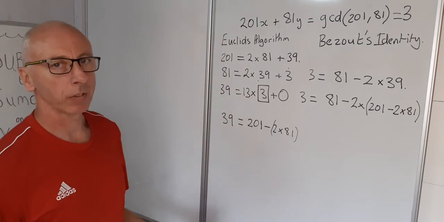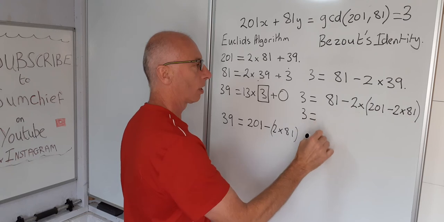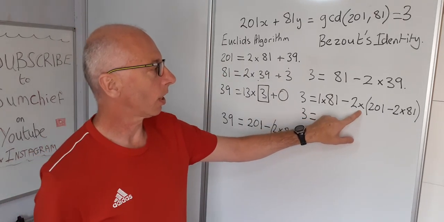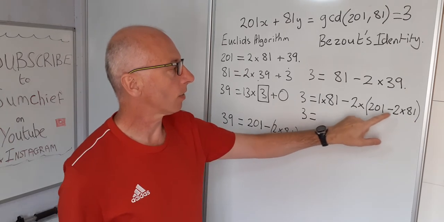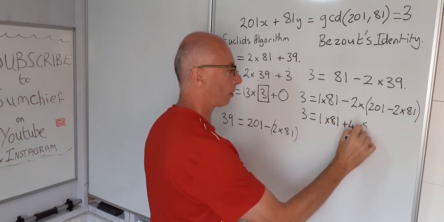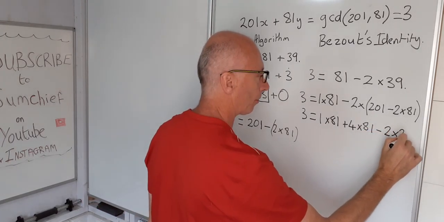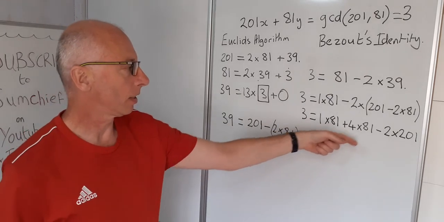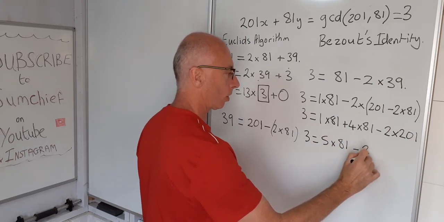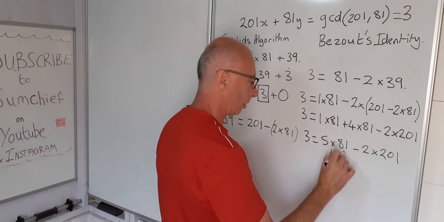Okay. So now we just simplify this up a little bit because this is still looking a little bit untidy. So now 3 equals 81 here, so that's 1 times 81. And then we've got a minus 2 times a minus 2 times 81, so that will give us another 4 81s. So that equals 1 times 81 plus 4 times 81 and then minus 2 times 201. Just a little bit of simplification here. So 3 equals 1 and 4 is 5 times 81, minus 2 times 201.